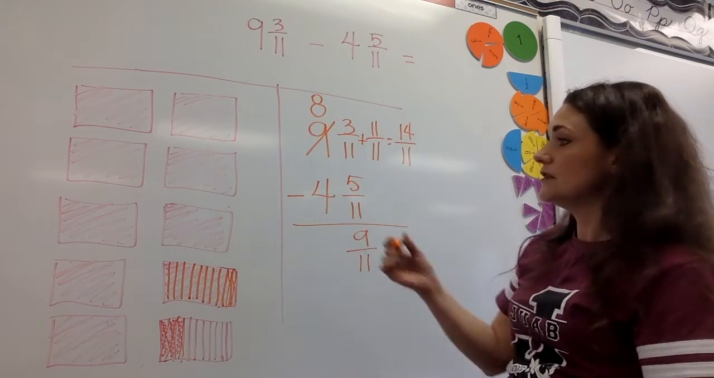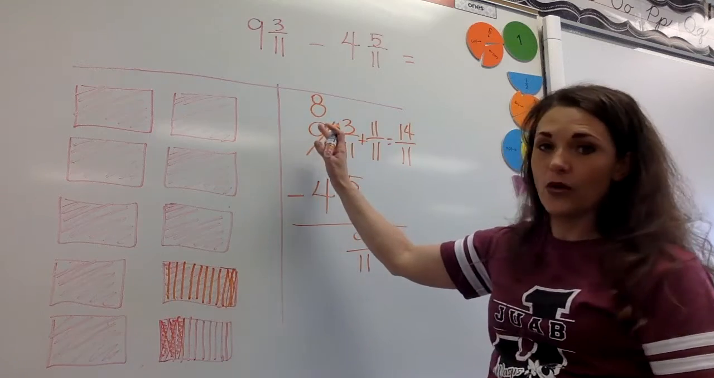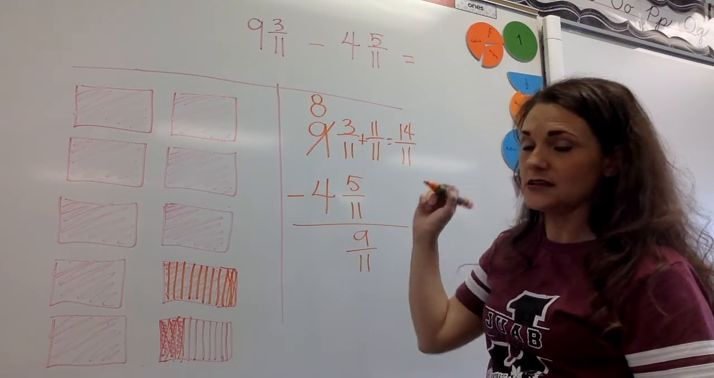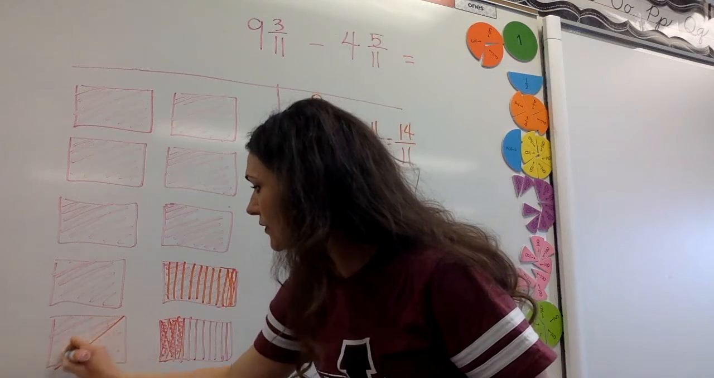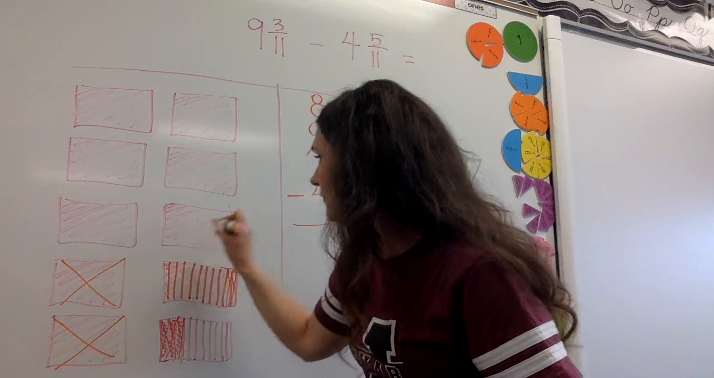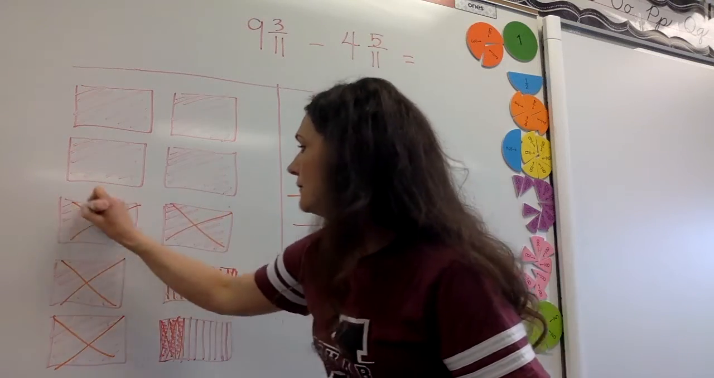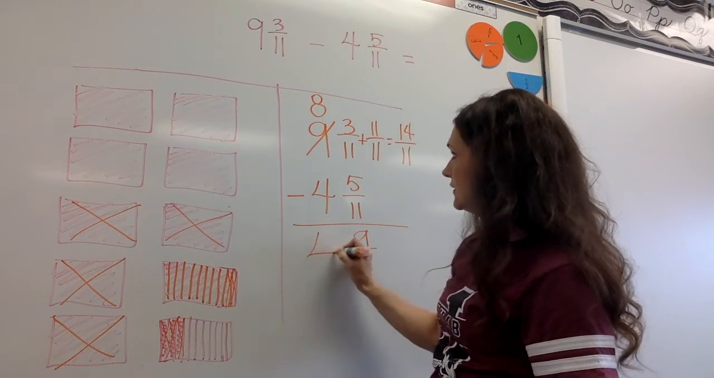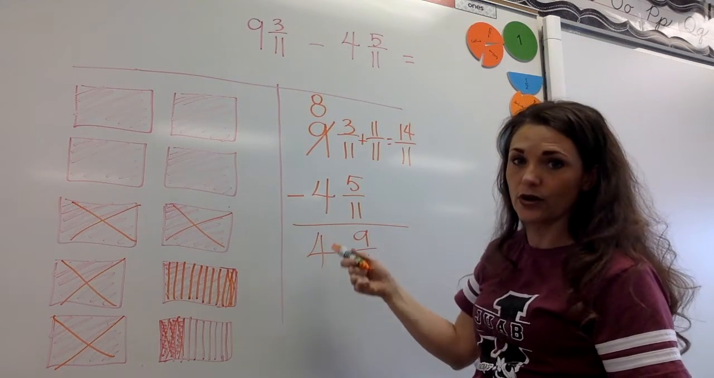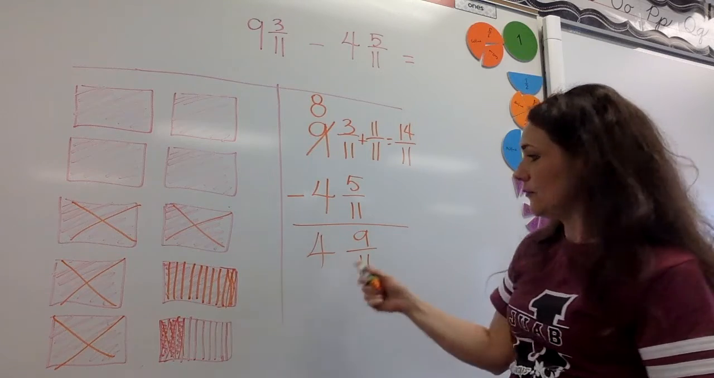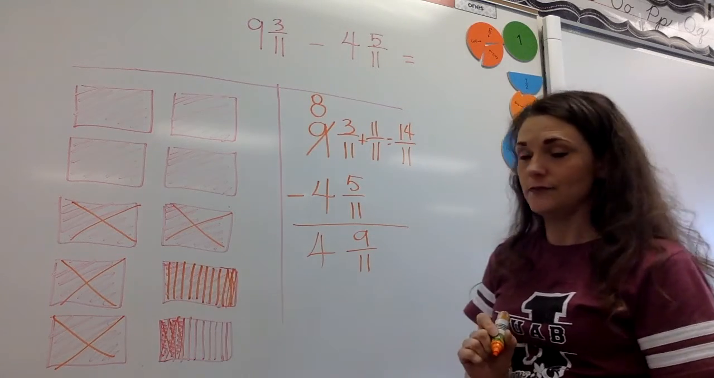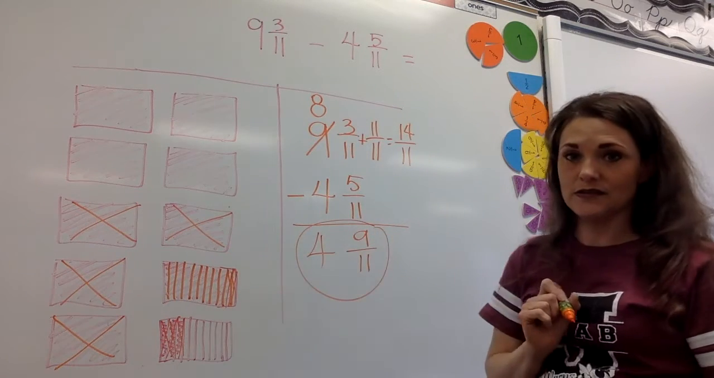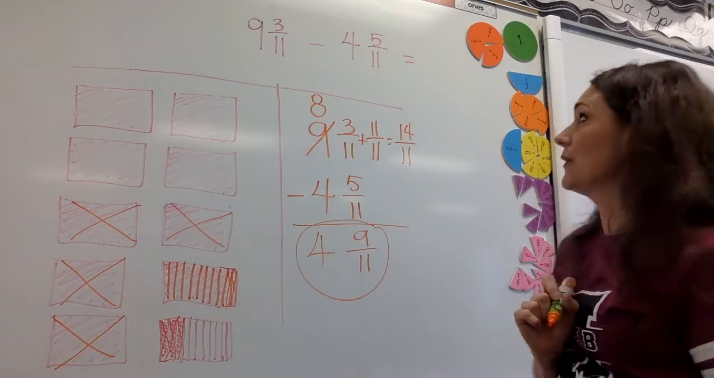All right. So now I can move on to my whole numbers. And I have 8 and I'm taking 4 off of it. 8 subtract 4. So I'm just going to pick these bottom ones. 1, 2, 3, 4. And now we can see that I have 4 wholes left because 8 subtract 4 is 4, and my 9 11ths I've already done. So my answer is 4 and 9/11.